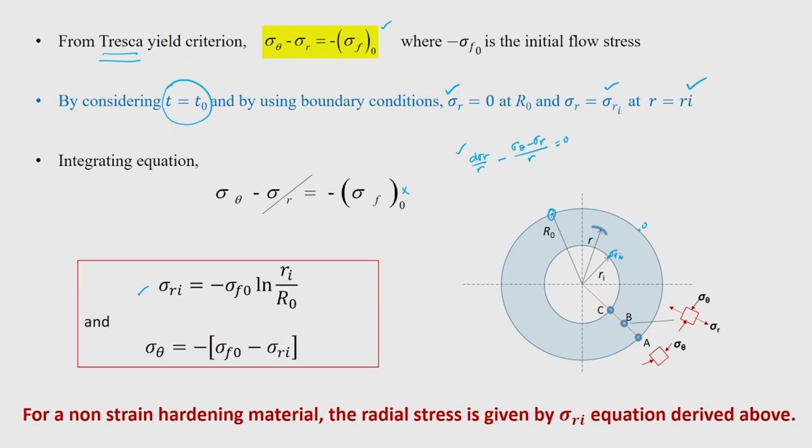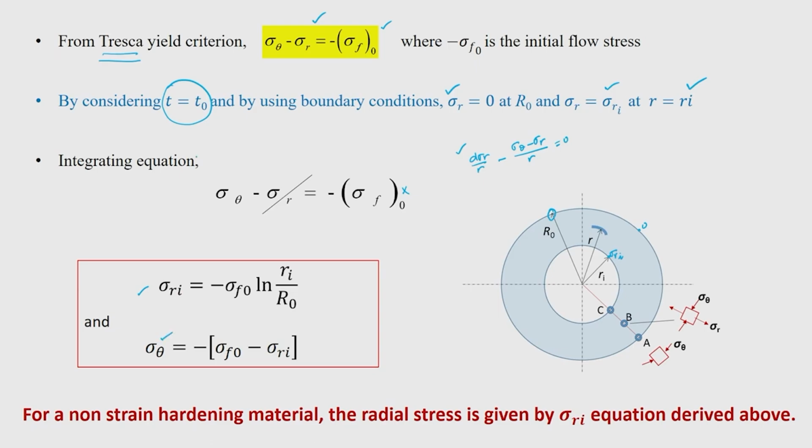σ_ri is equal to minus σ_f0 ln of ri by r0. Of course this can be written as σ_f0 ln of r0 by ri. And because this equation is known to us, σ_θ minus σ_r is equal to minus σ_f0. So now I am going to substitute the σ_r in this equation and get σ_θ as minus σ_f0 minus σ_r.